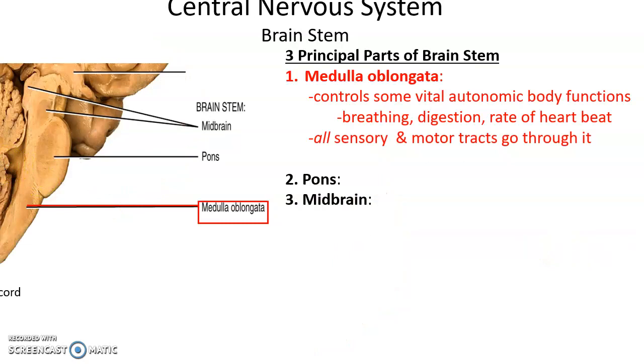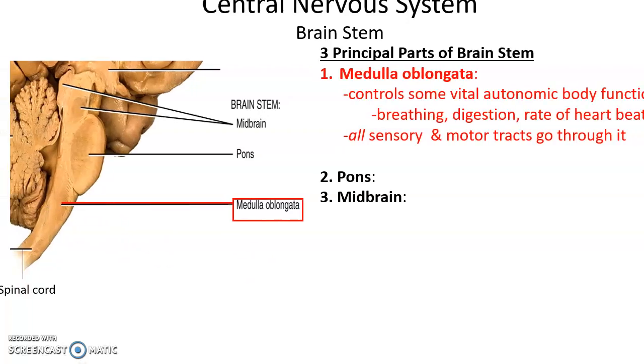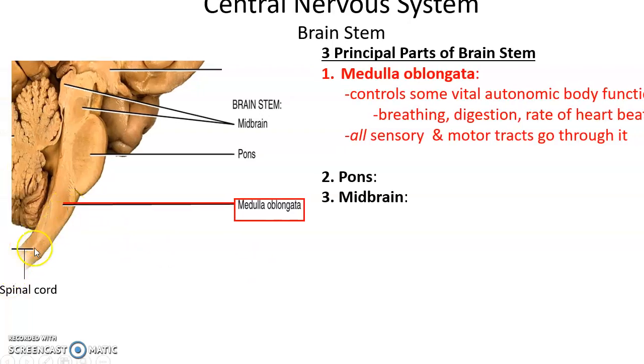The brainstem is broken down into three main regions. You have the medulla oblongata. This is the most inferior portion. Within the medulla oblongata, it houses such vital functions of the body, such as breathing, rate of digestion, rate of heartbeat, so very critical for living. And of course, all information going to and from the spinal cord has to pass through the medulla oblongata.